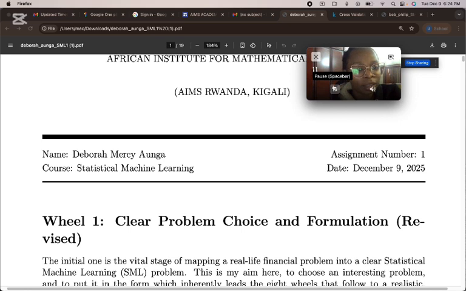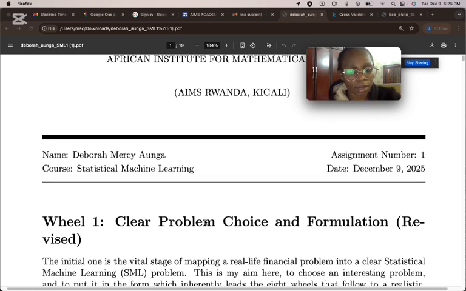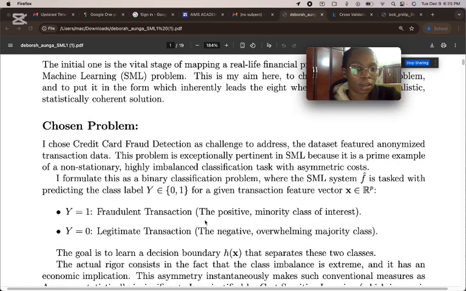Hello everyone, I'm Debbie and today I want to show you how we truly master machine learning by breaking down the process into 9 simple steps, and we call them the SML wheels framework. This isn't theoretical. It's a systematic structure for building models that are economically rational. My project tackled credit card fraud detection, a problem immediately defined by a challenge of extreme class imbalance.